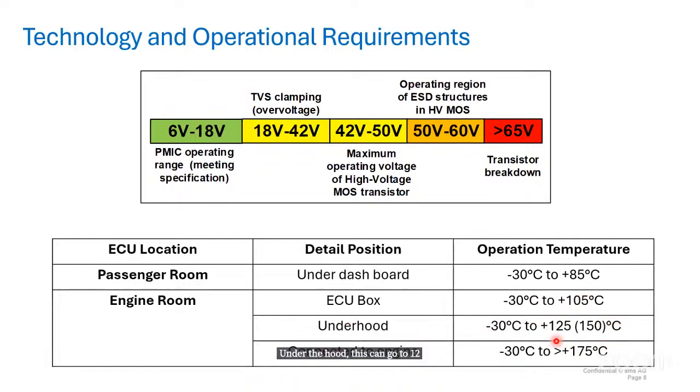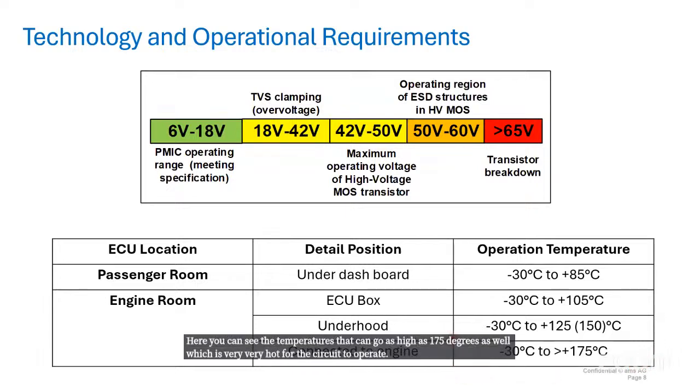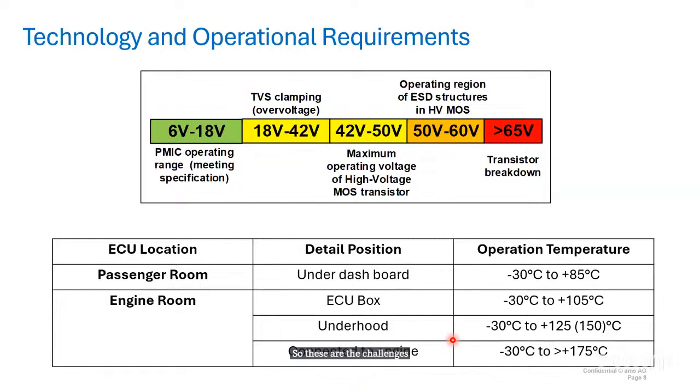And when it is connected to the engine, as an example, airbag deployment or a transceiver where it is connecting, the temperatures can go as high as 175 degrees, which is very, very hot for the circuit to operate. So these are the challenges that we see from a technology perspective. And the SPICE model or the process development kit that we use to design these transistors should not only withstand high voltages, but also withstand 150 degrees centigrade at least, as a minimum temperature under which the models are accurate.